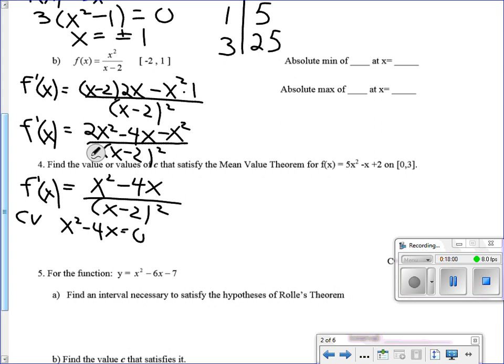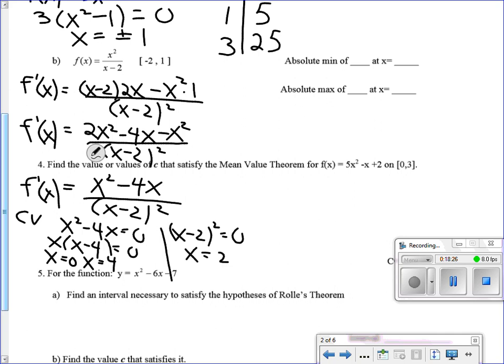And if you factor out an x, you would see that we'd have x equals 0 and x equals 4. Those are critical values. But we also have critical values at values of x that make the denominator 0, that make the derivative not exist. So the derivative wouldn't exist if the denominator was equal to 0, x equals 2. So we have three critical values: 0, 4, and 2.